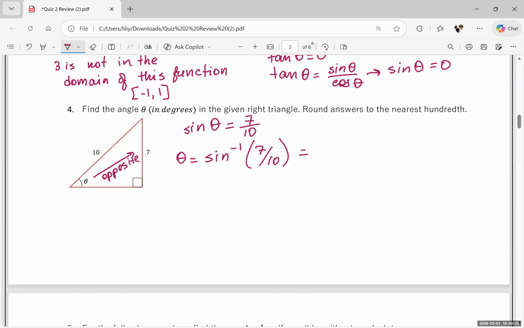Put it into a calculator and you should get 44.43 degrees. This problem did say answer in degrees, so make sure that your calculator is set on degrees before you start doing calculations.